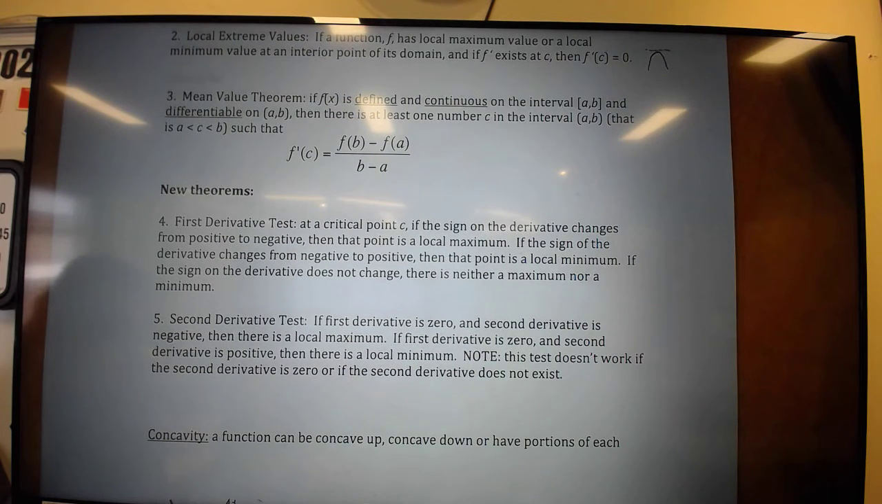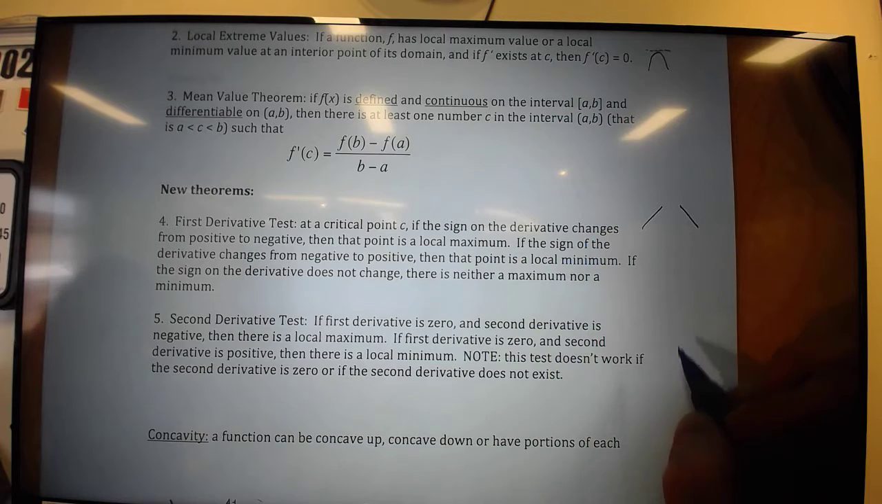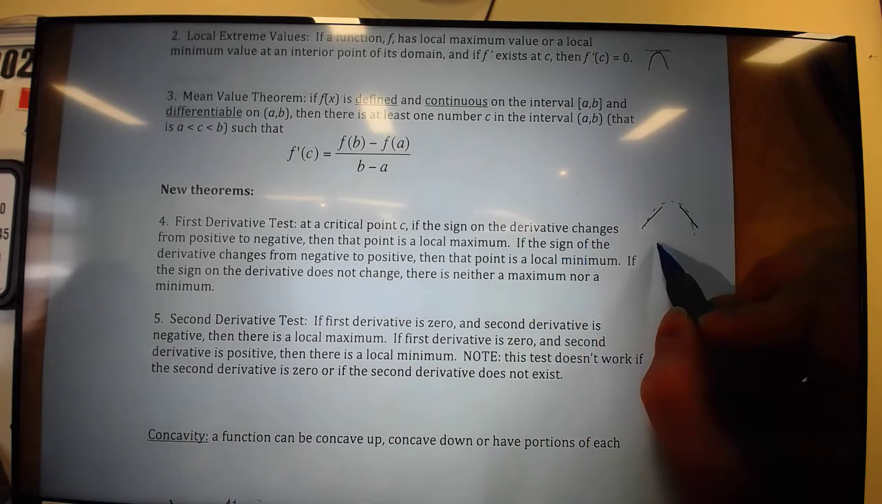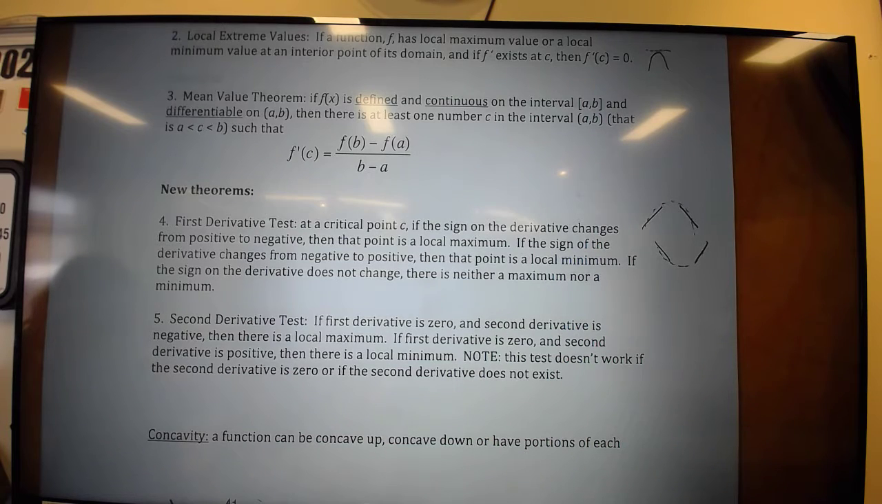So a new theorem is the first derivative test. At a critical point c, if the sign on the derivative changes from positive to negative, then that point is a local maximum, right? So if we have a slope that's positive and then goes to a slope that's negative, then we know that the function must be doing something like that, right? If the sign on the derivative changes from negative to positive, so the slope like that to slope like that, then we know that it must be a minimum. If the sign of the derivative does not change, there's neither a maximum nor a minimum. So if it stays negative or stays positive, then same deal, okay?